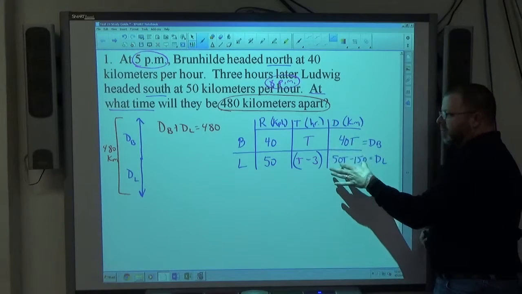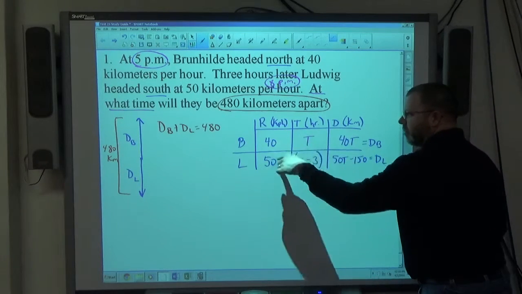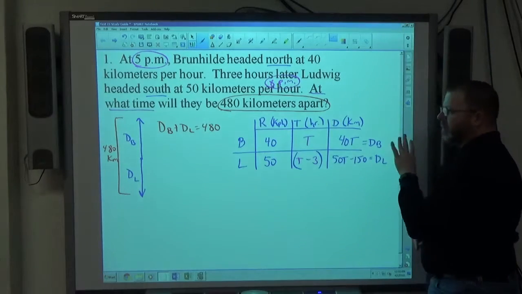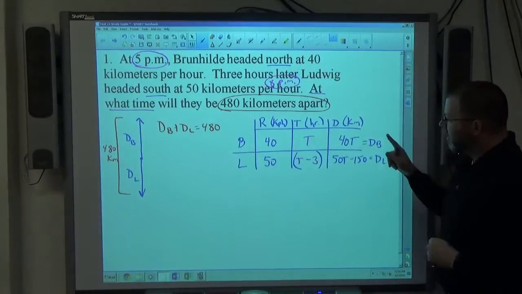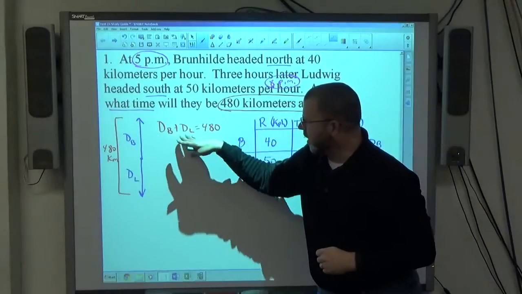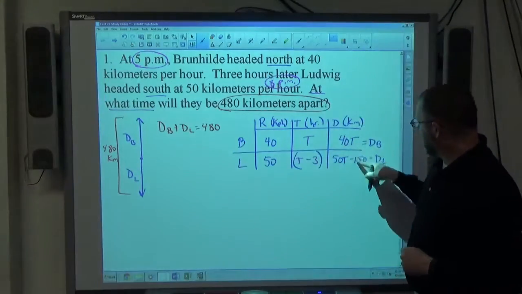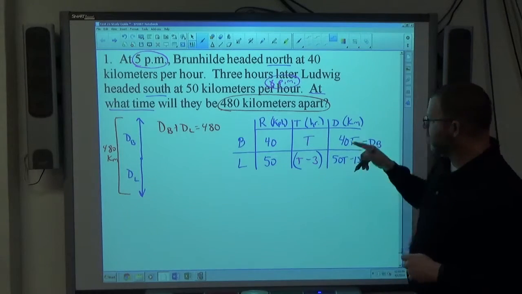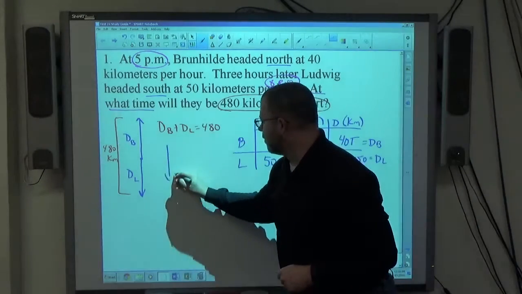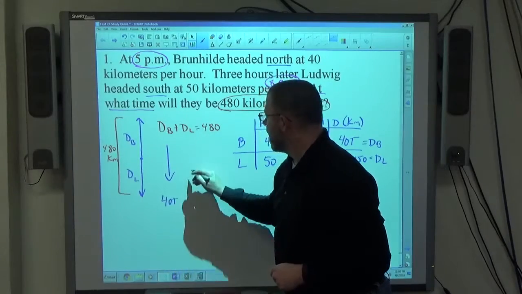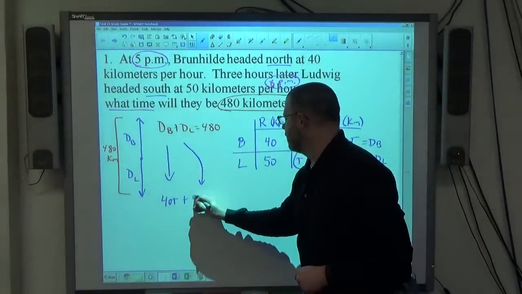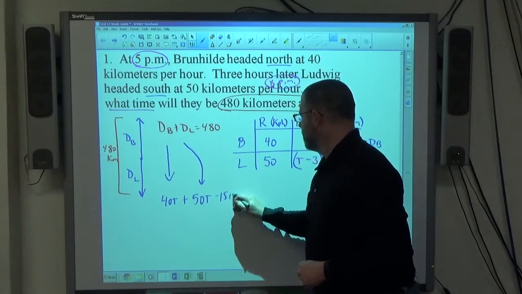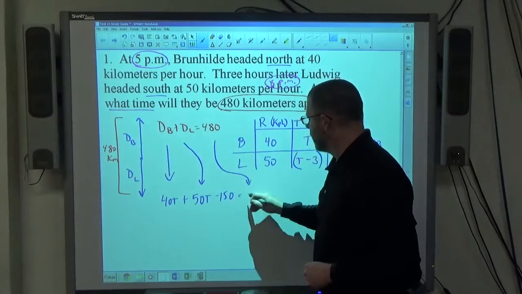These two objects have to be created from these 4 objects. You don't want to put, like, we see a distance 480. Some people want to put 480 in here. 480 is in the picture to create this. Our job is to get these expressions to represent these two distances. So, Brunhilde's distance of 40t added to Ludwig's distance of 50t minus 150 is going to equal 480.